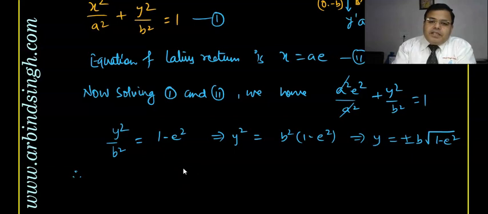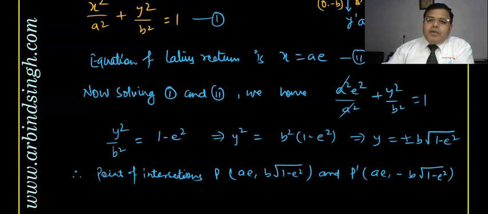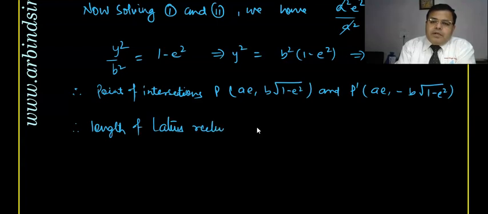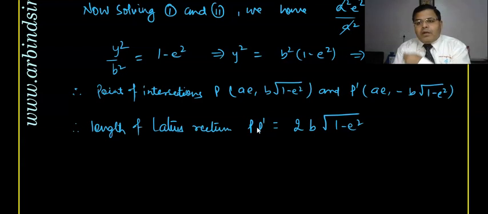Therefore the points of intersection are P: ae comma b under root 1 minus e square, and P dash: ae comma minus b under root 1 minus e square. And therefore the length of the latus rectum P P dash is equal to 2b under root 1 minus e square. Now, 1 minus e square.